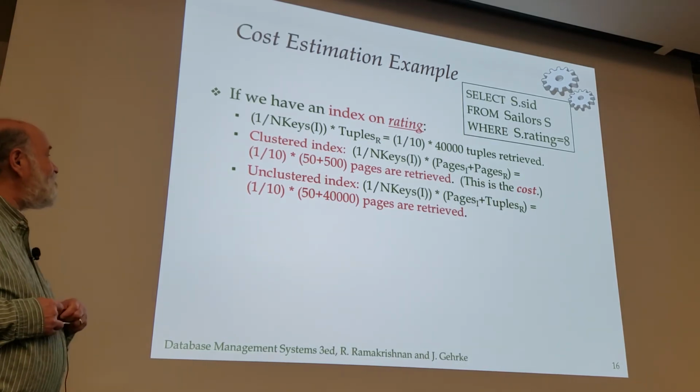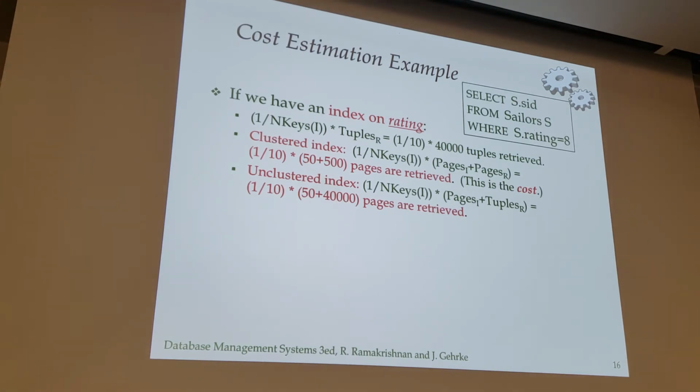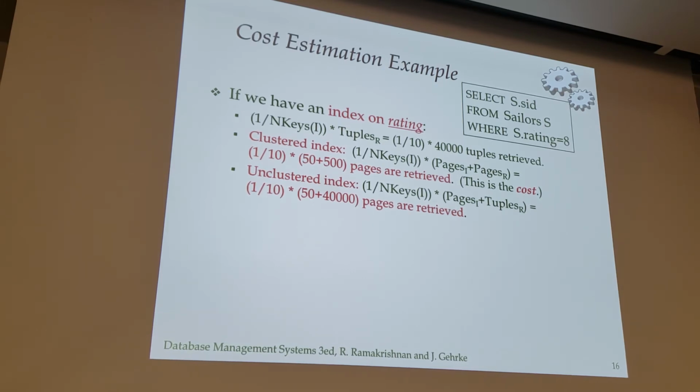In the case where you have a clustered index, the reduction factor is going to be 1/10. You're going to have to touch all the pages in the index and all the pages in the relation if there were no predicate. But because there's a predicate that says we're only touching 1/10 of the tuples, we're only touching the tuples where rating is 8. And because it's a clustered index, we're only going to be touching 1/10 of the index pages, leaf index pages, all right? And we're only going to be touching 1/10 of the tuples. So it's 1/10 of pages of I plus pages of R. So that one's pretty straightforward.